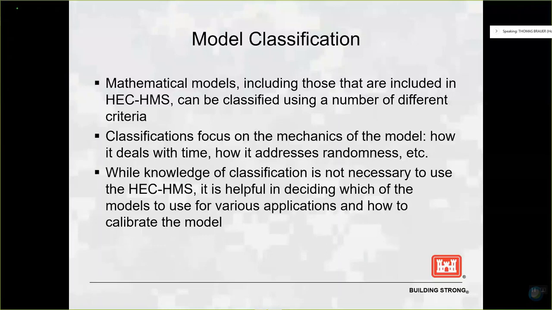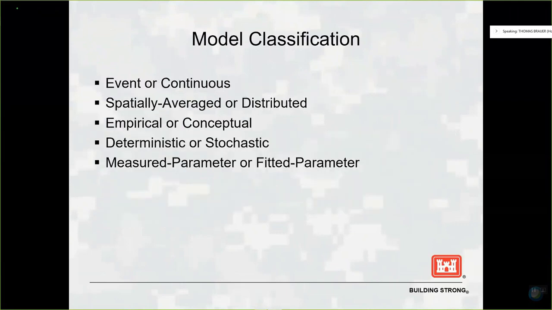We always start the calibration lecture with a little bit of theory and model classification. I have to minimize that based on time today, but there are a few things worth discussing. The mathematical models, like the ones used in HMS, can be classified in a number of ways. While you don't have to know the ins and outs of the different classifications to do modeling, it's helpful to know these for calibration, and to know what parameters you're changing and why. So a little bit of knowledge of classification is important.